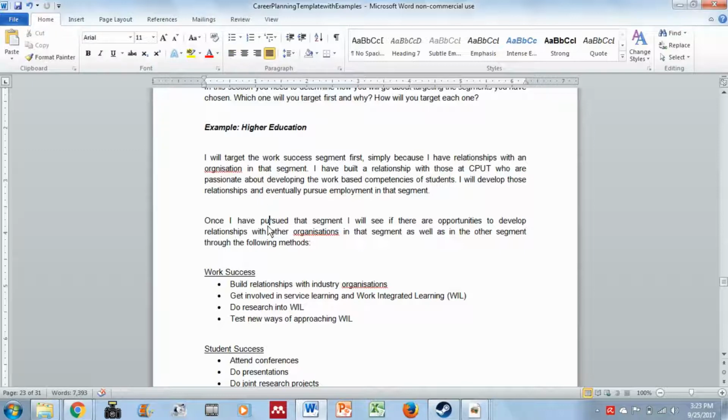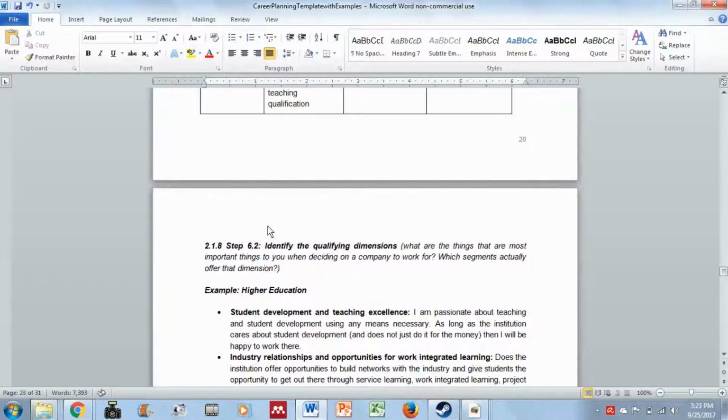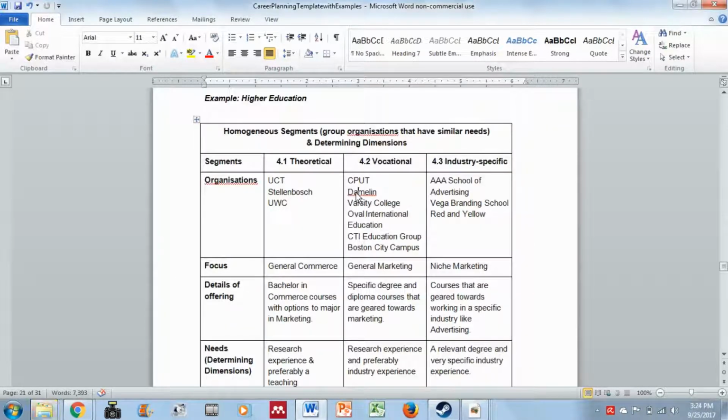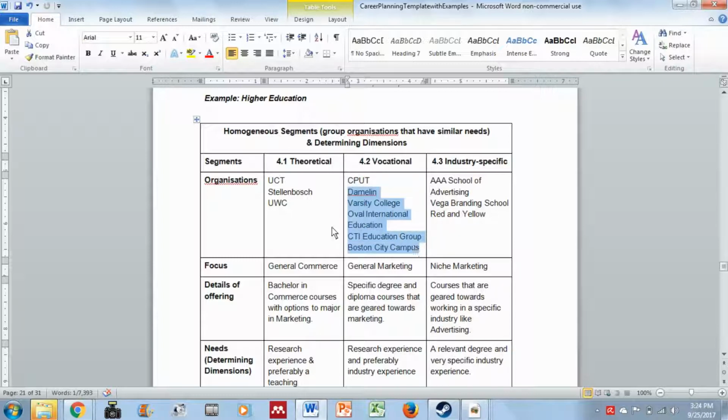Once I've pursued the segment, I will see if there are opportunities to develop relationships with the other organizations in that segment, as well as the other segments through the following methods. Okay, so who are the other organizations in that segment? Here they are: Gamelin, Varsity College, Oval International Education, CTI, Boston City Campus. So I would then, after I've developed relationships here and started working here, I'll develop relationships with these guys. And after that only will I move to these ones. That's my strategy.